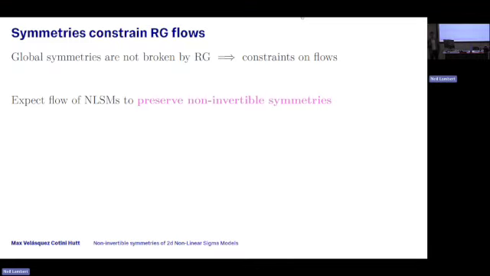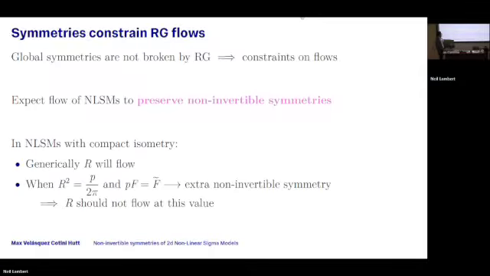So the general mantra is that symmetries are not broken by RG. That fact underpins, of course, 't Hooft anomaly matching. And so symmetries should give you some constraints on RG flows. And one would expect that that holds not just for ordinary symmetries, but for non-invertibles too. So let's test it. Let's take a sigma model with a target space that has a compact isometry.